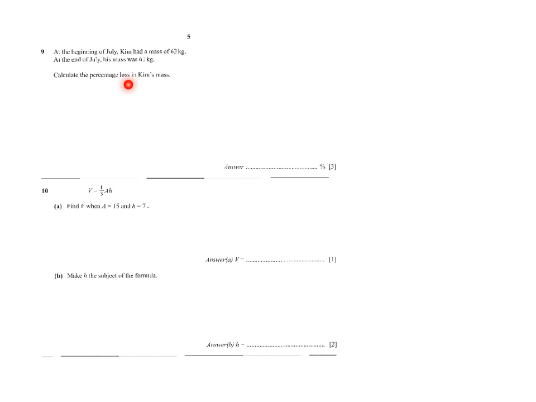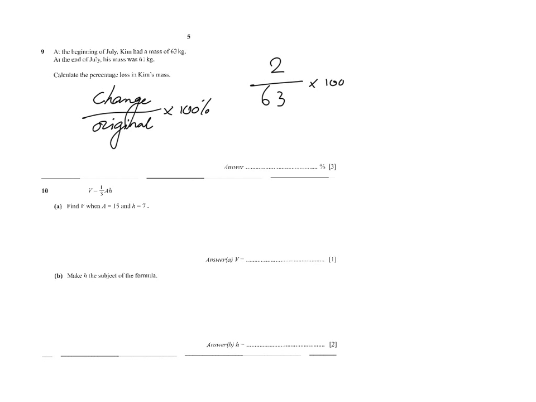The percentage loss or percentage decrease, as I explain on my website, explainingmaths.com, is the change in value over the original times 100%. So what is the change in value, or the change in mass in this case? 2 kilograms over. What was the original mass? So how heavy was Kim originally? Well, that's 63. So originally she was 63 kilograms times 100%.